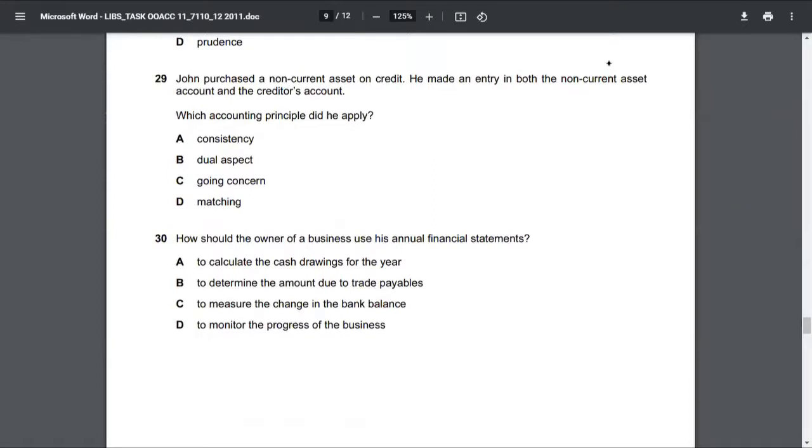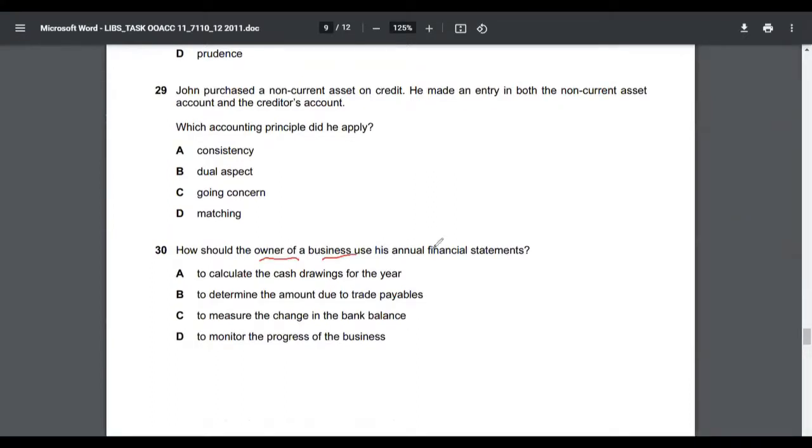Multiple choice 30. How should the owner of a business use his annual financial statement? So this is basically the benefit of financial statements, or how financial statements assist the owner. Let's look into the options. To calculate the cash drawings, no, that's not how they assist. You can always find these numbers.